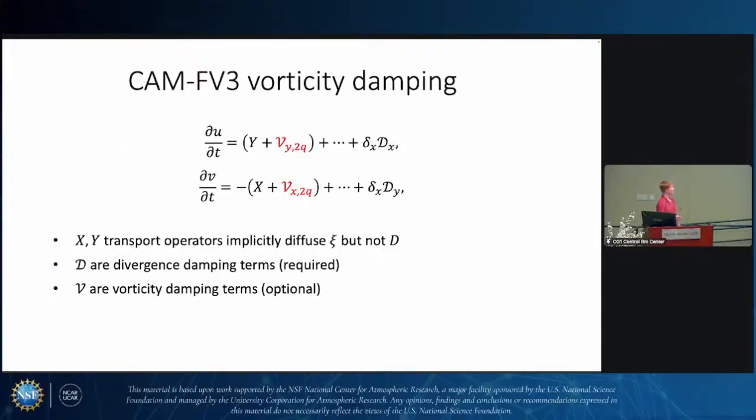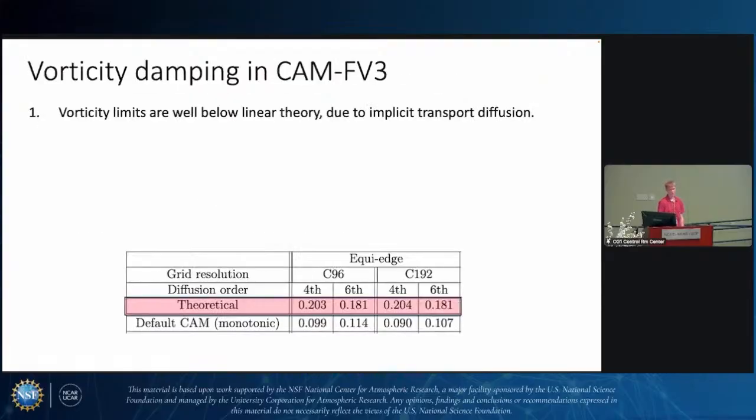Now let me briefly go over vorticity damping. Something interesting in CAM-FE3 is that the transport operators already diffuse vorticity. This means that your explicit diffusion is applied on top of this implicit diffusion, and so you can't have nearly as large values as you can for divergence damping. We saw this in playing around with some results. In this case, you could only apply about half the theoretical value of vorticity damping before you got blow up. The rest of that was from implicit diffusion of the vorticity.